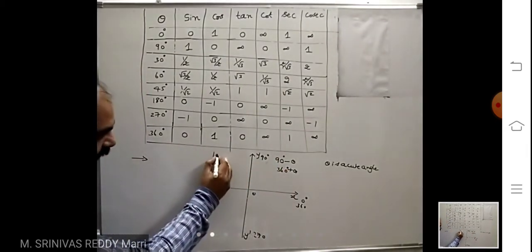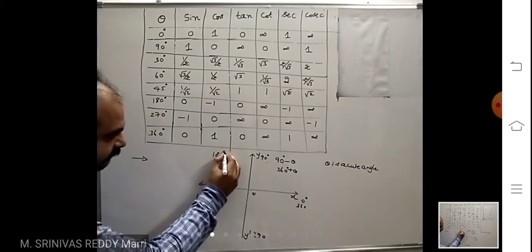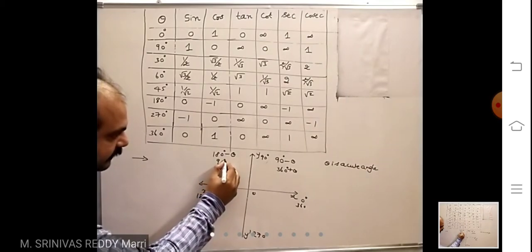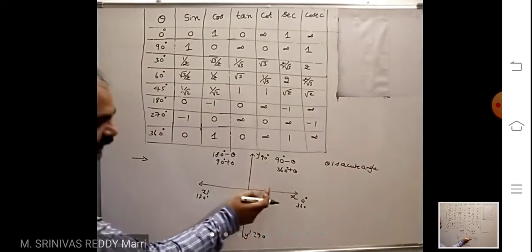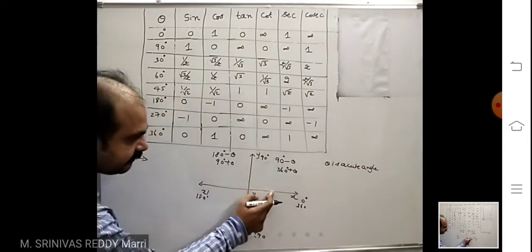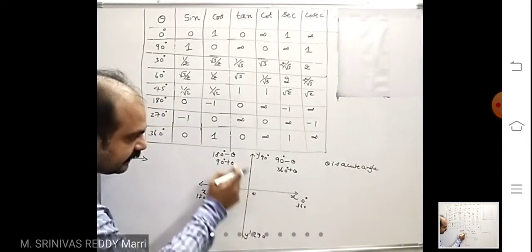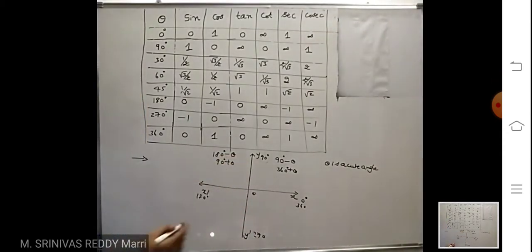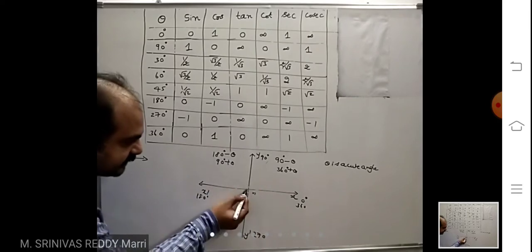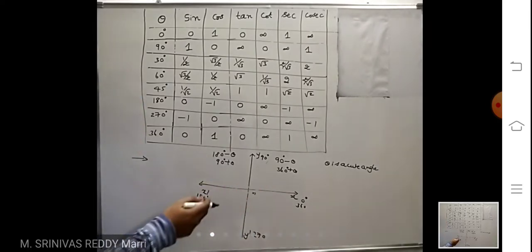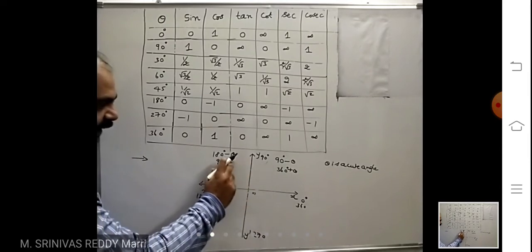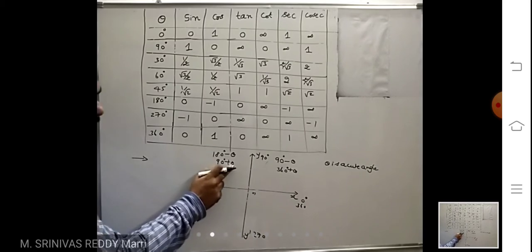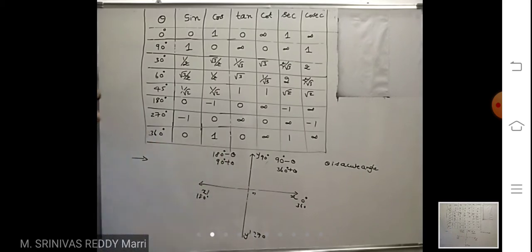In the second quadrant, the angle will be of the form 180 degree minus theta or 90 degree plus theta. Suppose you want to mark 120, look at 90 plus 30, that means this angle will be here, or 180 minus 30. This is 180. 180 minus means less than 180, so it will come here. That means in this quadrant, the angle will be of the form 90 plus theta and 180 minus theta.